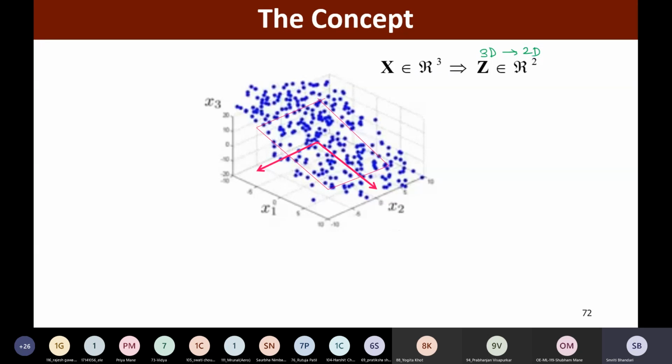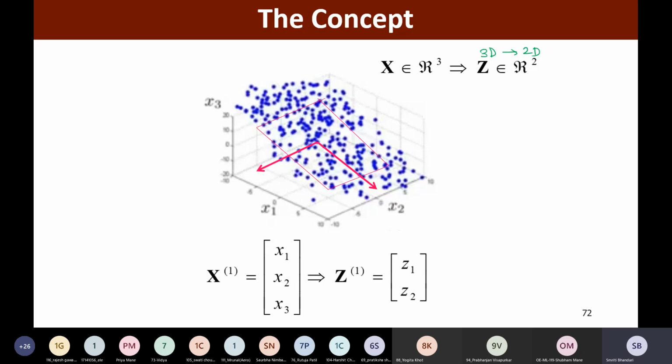This can be applied to any number of dimensions. For simplicity, for the sake of understanding, I have demonstrated an example converting to 2D. So if my original instance is described with 3 features, x1, x2, x3, then in 2 dimensions the same instance can be described as z1, z2, having 2 features.